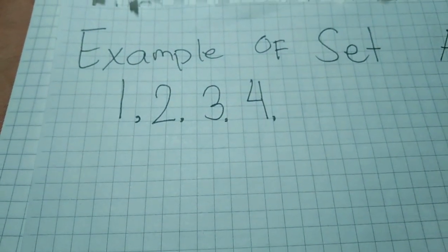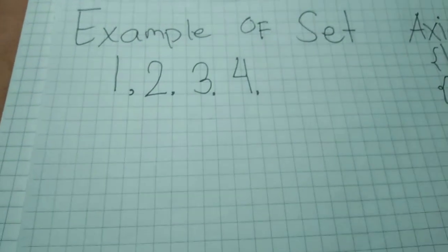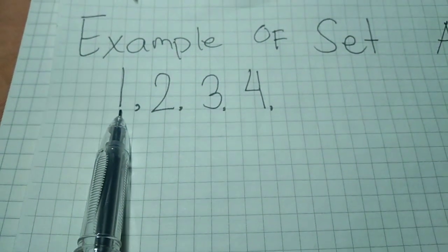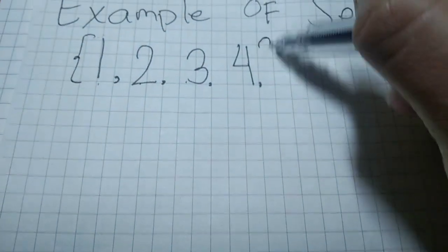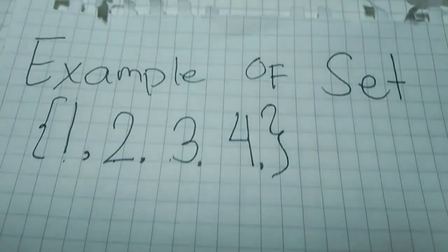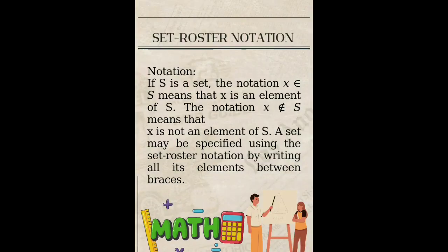This is an example of a set. If we just write 1, 2, 3, and 4, that's not a set unless we put a bracket on the right side. That's an example of a set. Set roster notation. If S is a set, the notation x ∈ S means that x is an element of S. And if x is not an element of S, the notation x ∉ S means that x is not an element of S.